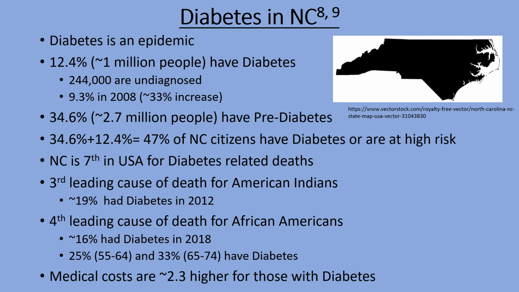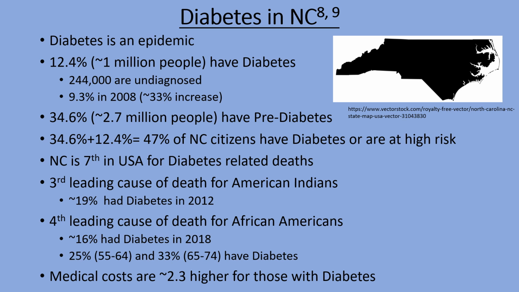The disproportionate impact of certain demographics is also true in North Carolina. Approximately 19% of American Indians had diabetes in 2012 and it is the 3rd leading cause of death in this population. About 16% of African Americans had diabetes in 2018, and diabetes is the 4th leading cause of death in this population. Sadly, 25% of African Americans in the 55 to 64 age range and 33% in the 65 to 74 age range have diabetes. Diabetes also creates financial strain for North Carolina residents who have diabetes because the medical cost for those with diabetes is about 2.3 times higher than those without diabetes.